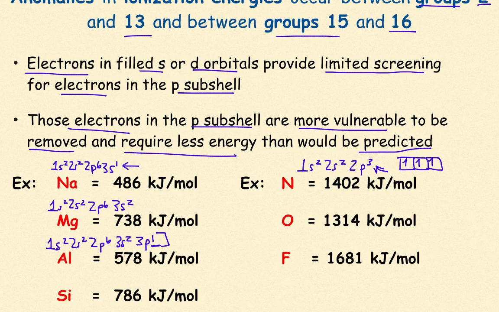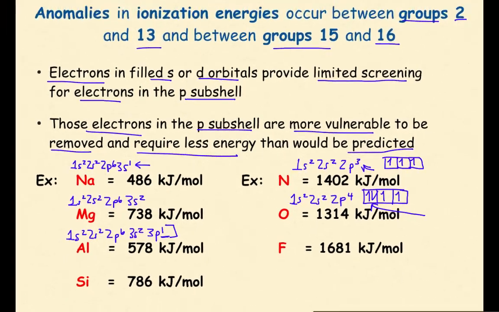But when you go to oxygen, the electron configuration is 1s2, 2s2, 2p4. So now if I draw my boxes out like so, we're going to have 1, 2, 3, 4. And right here, in this box representing those 2 electrons, because there's 2 electrons in that orbital, there's going to be repulsion. And because there is repulsion, it's going to be easier to remove one of those electrons other than the stable electrons all with the same spin.